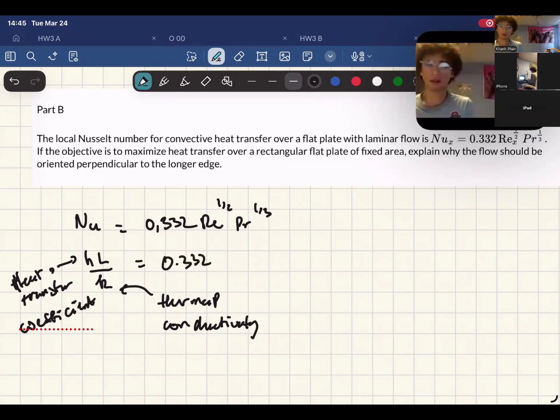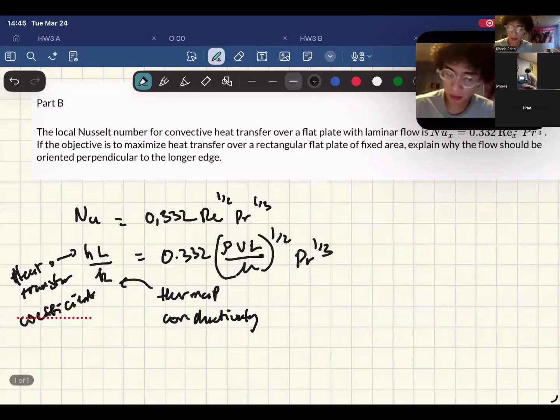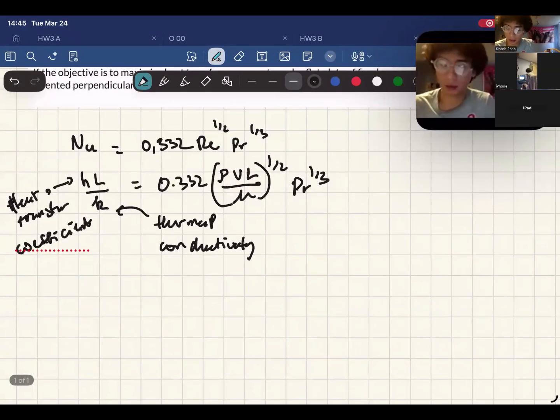And now we can write out the Reynolds number. So the Reynolds number is density times velocity times length divided by viscosity, to the power of half, and then the Prandtl number. And so now let's rearrange the equation.